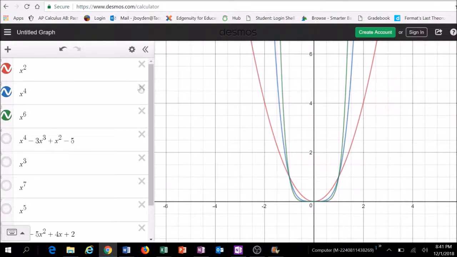Okay, here's what I get on Desmos. I've got x squared, x to the 4th, and x to the 6th all graphed out right now. Okay, and so what I notice is those all are kind of cup-looking things. So the red one's the parabola. These other ones are not parabolas, but they both point up all the way.